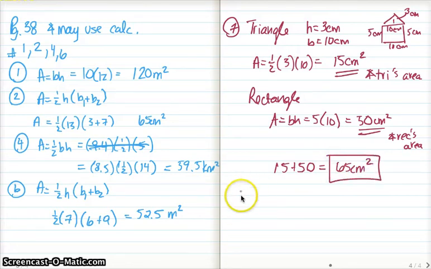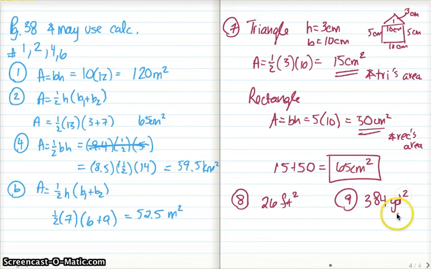What I would like you ladies to do right now is to go ahead and complete numbers 8 and 9, and then I will give you the solutions and we will move on. So hit pause and please solve numbers 8 and 9. Okay, with number 8, you should get 26 square feet as your total area, and with number 9, you should get 384 square yards.